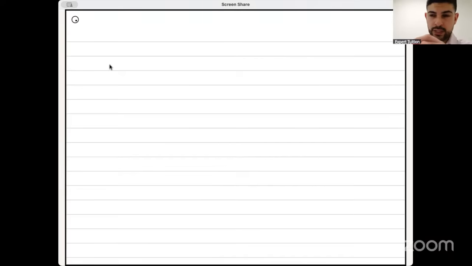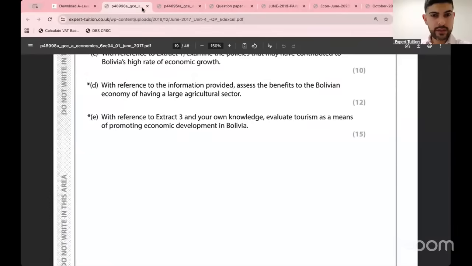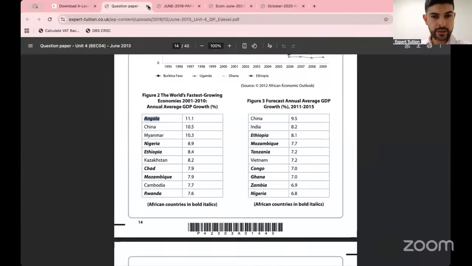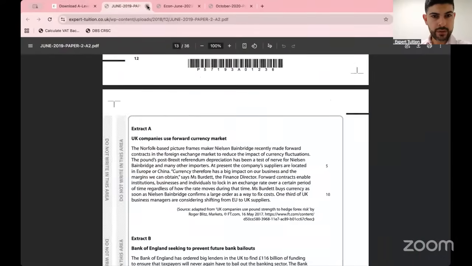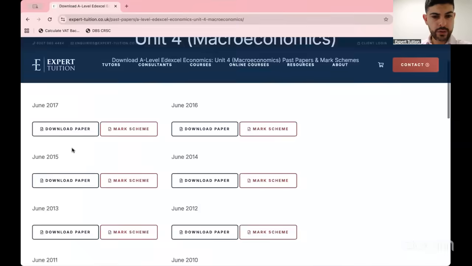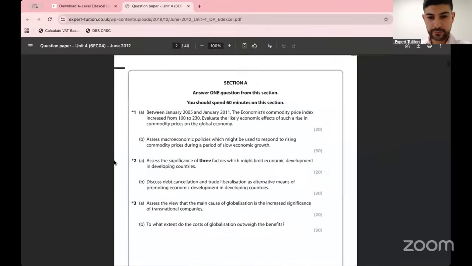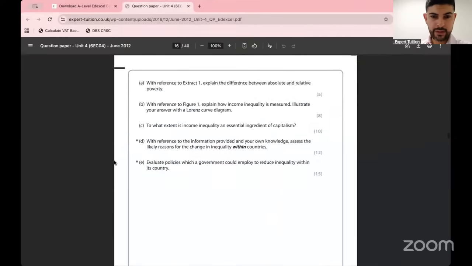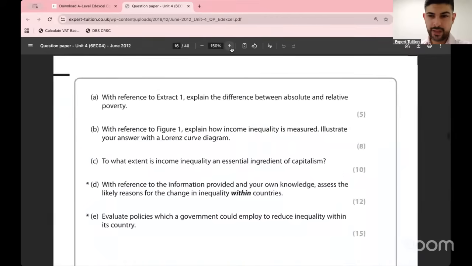But in order for us to do the causes, I want to show you what I think is the worst single question that has ever been asked for Edexcel in macro. And we have to go back to the year 2012. So let's go back. Let's close some of these so that the laptop doesn't die. That's 2013, so it's another one. All right, 2012 had this absolute horror show. This one was hilarious in a bad way. And it said the following: To what extent is income inequality an essential ingredient of capitalism?